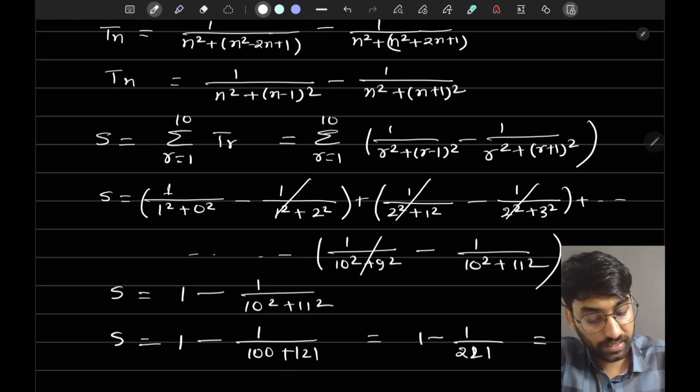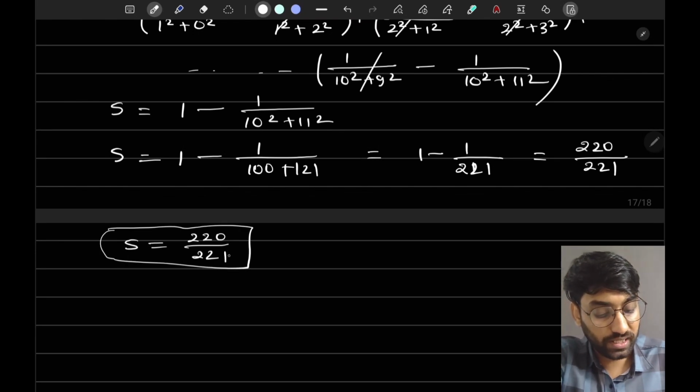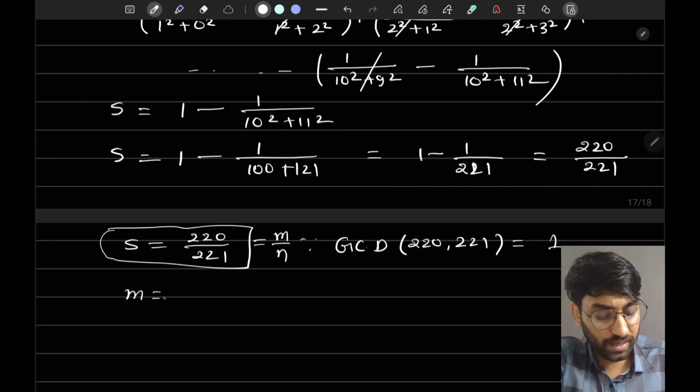So I will get my S as 220 by 221. And we can observe that 220 and 221 are relatively prime, since the GCD of 220 and 221 equals 1. So I can say that this is equal to m by n. From here I will get the value of m as 220 and the value of n as 221.